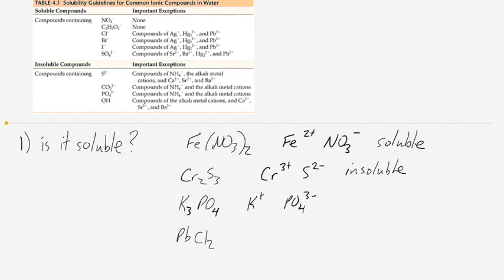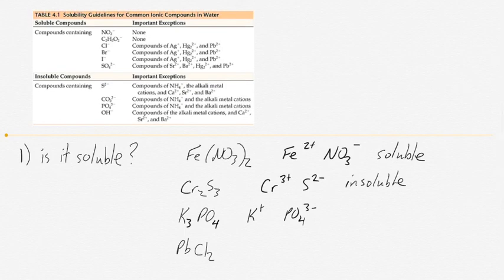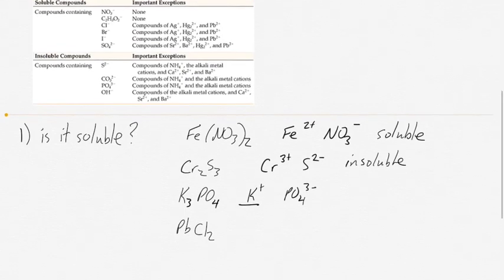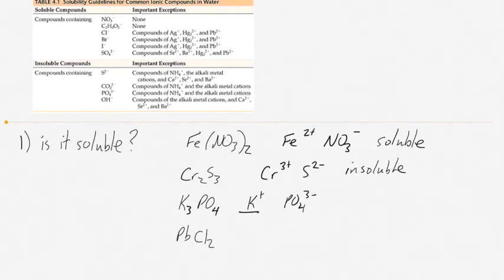The phosphate ion shows up on the bottom of the chart under the section labeled insoluble compounds. And that means anything with a phosphate ion is insoluble. Then we check our exceptions, and we see that compounds with ammonium or alkali metal cations are the exception to that rule. And we have potassium ions. Potassium ions are alkali metal ions, so they're an exception. So this one is soluble.